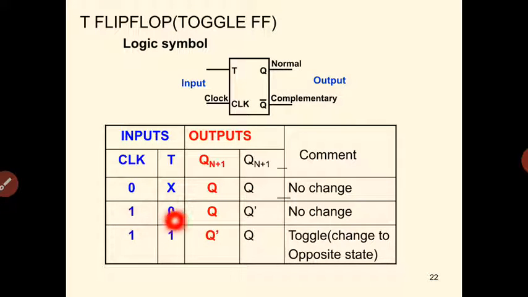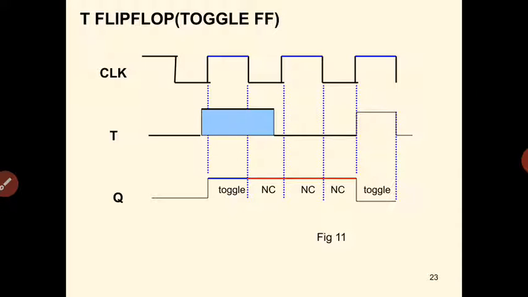And when T is equal to 1 and when clock is equal to 1, then what will happen? The present output will be equal to complement of the previous output, that is Qn plus 1 is equal to Qn bar. That is the meaning of toggle, change to opposite state. So this is the logic symbol and truth table of T flip-flop, toggle flip-flop. And this is the timing diagram.